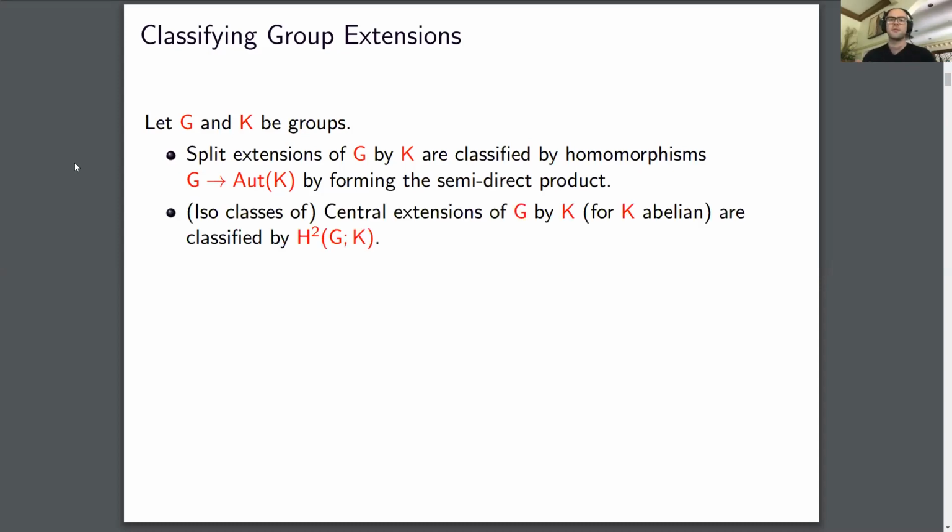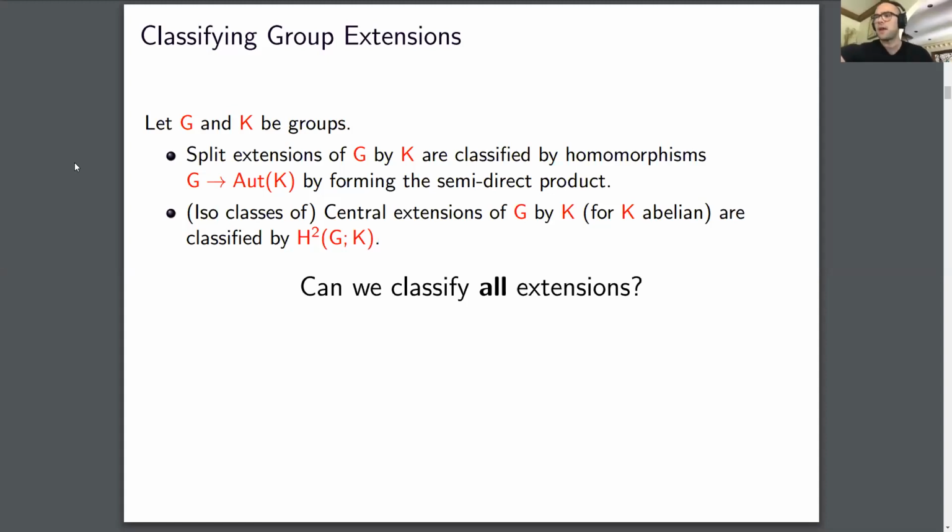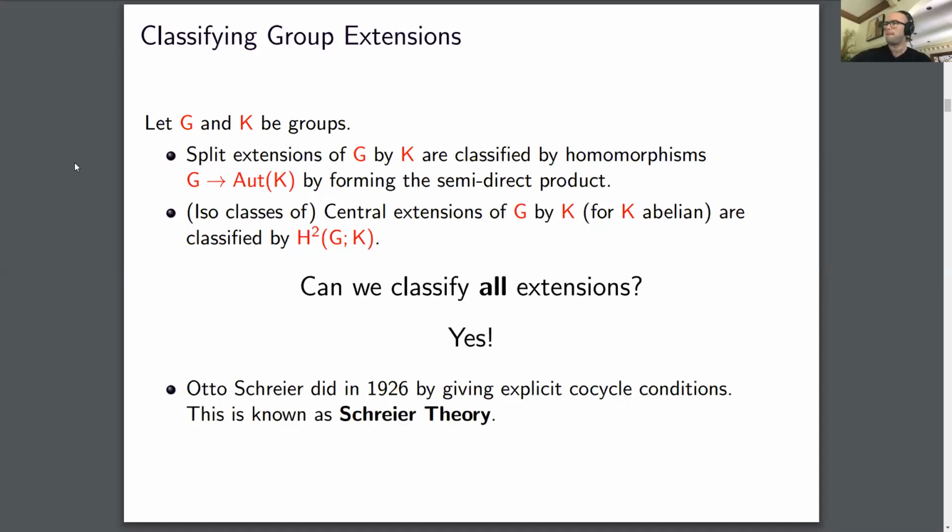The second of which, which is very famous, is that isomorphism classes of central extensions of a group G by an abelian group K are classified by the second group cohomology of G valued in K. And so this leads to a natural question, which is, can we classify all extensions? And the answer to that question is yes. We can, and in fact, it has been done.